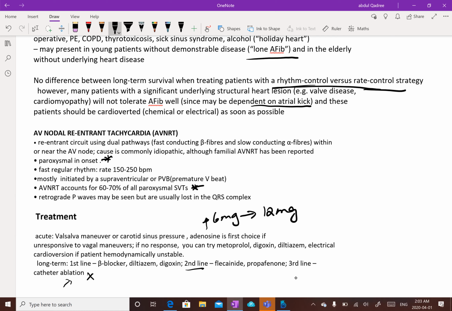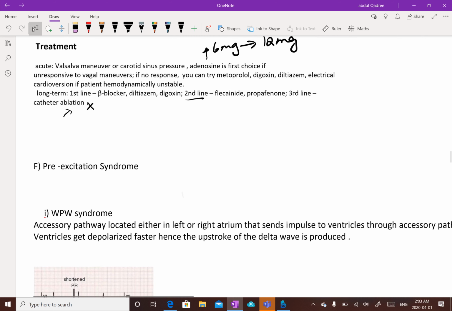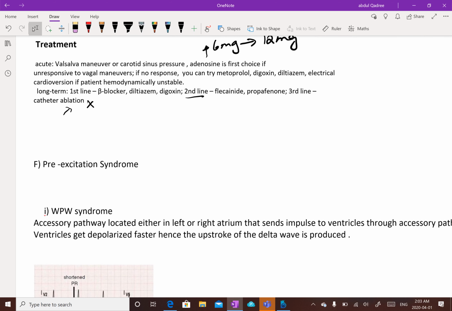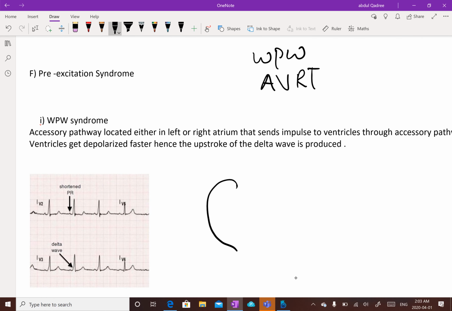All right, so we now have our last topic for supraventricular tachycardias, and it's called Preexcitation Syndrome. What is Preexcitation Syndrome? It consists of Wolff-Parkinson-White syndrome and atrial reentrant tachycardia. A lot of you guys are very familiar with Wolff-Parkinson-White. It's been a very famous topic among medical students. Everyone talks about it most of the time.